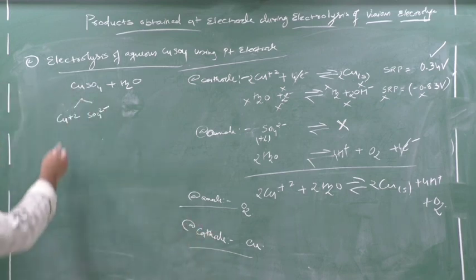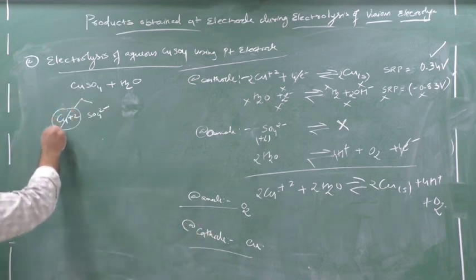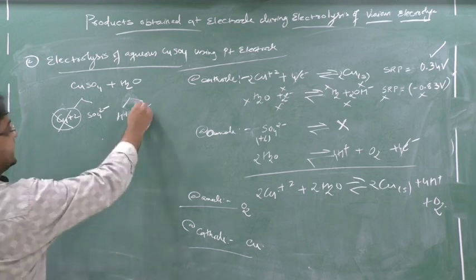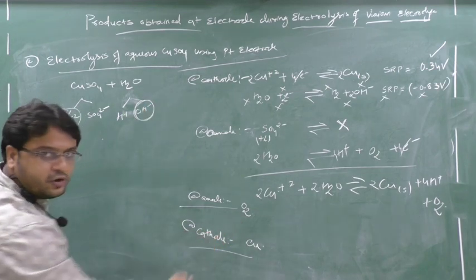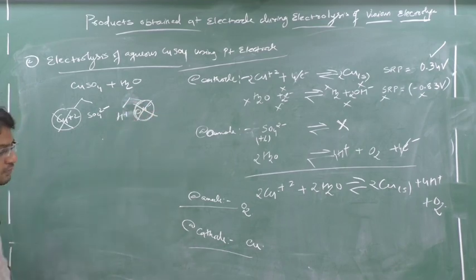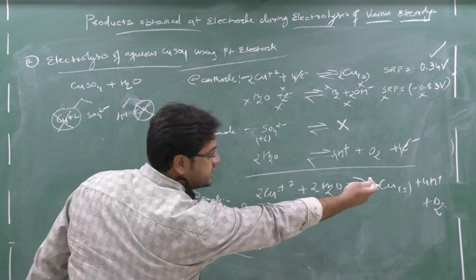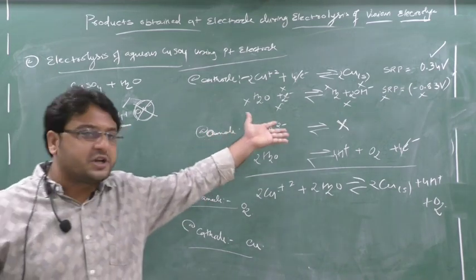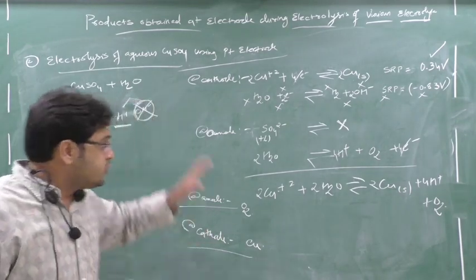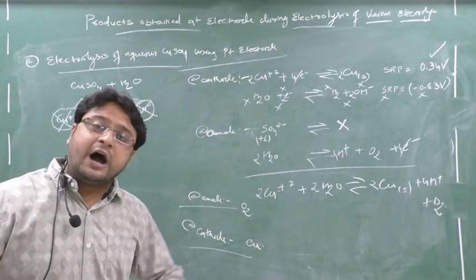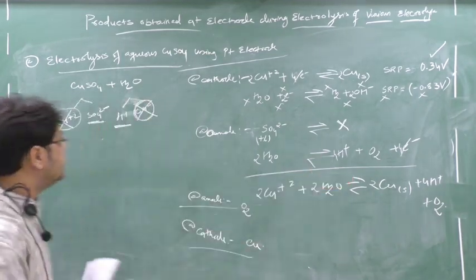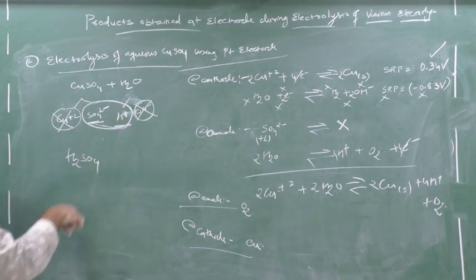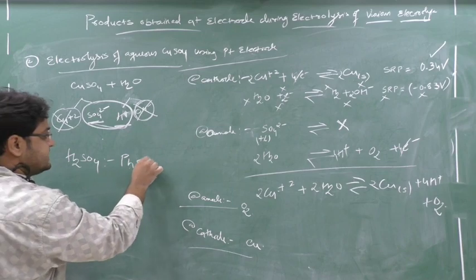Now, what is remaining? This Cu 2 plus has gone to form Cu. Now see here, H plus and OH minus: this OH minus has gone to form O2, because O2 is liberated. Now, H plus is remaining as a product. And one more thing remains, that is SO4 2 minus, because its oxidation does not occur. It will remain as it is in the solution. So these two will combine and form H2SO4. This is an acid, which means pH will be less than 7.